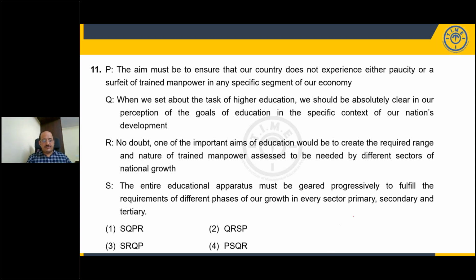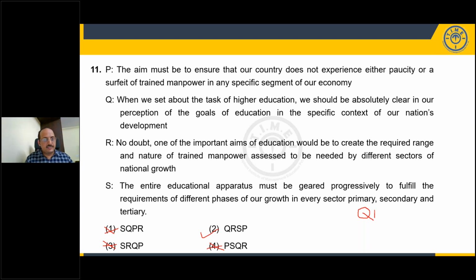So can I say my first line will be Q? Yes, because it's the one that tells me that when I set out on the goal of higher education, what should I do? Because all the others are simply extensions of that. So option 1 gets eliminated. 2 could be a possible answer. Option 3 gets eliminated and option 4 gets eliminated. So I think 2 will be my answer.